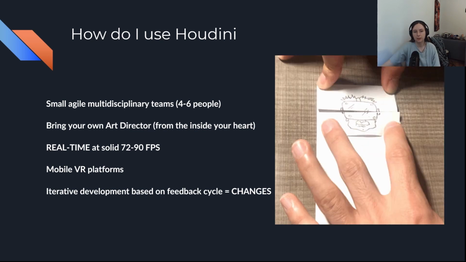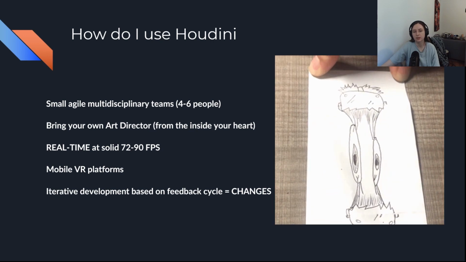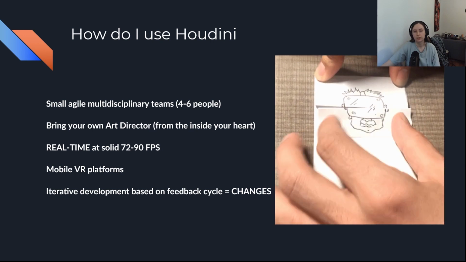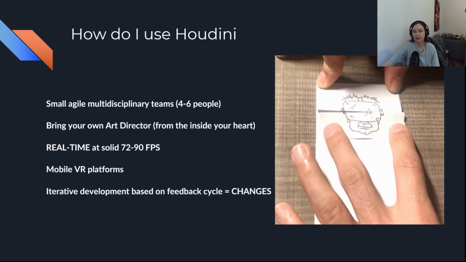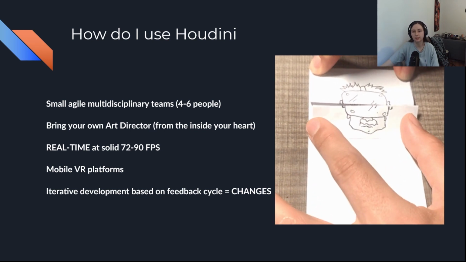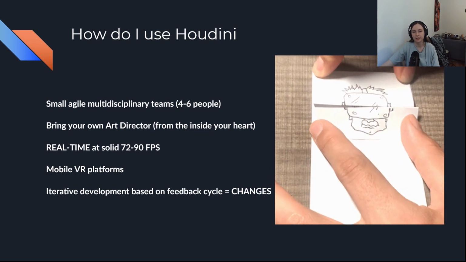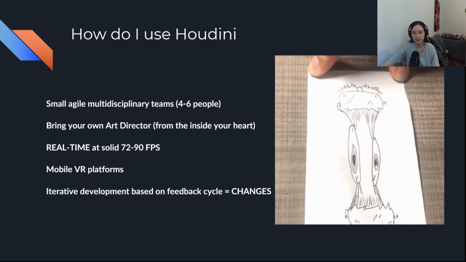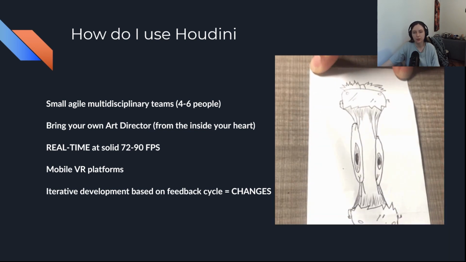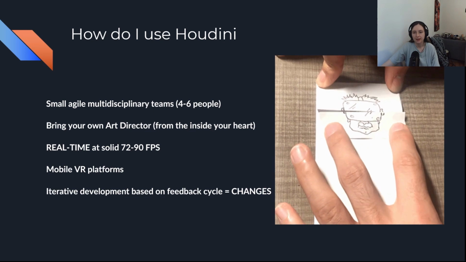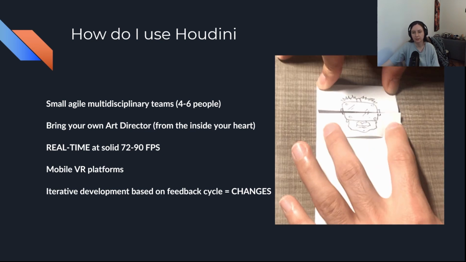Usually I work in small, agile, multidisciplinary teams, no more than 6 people. We are generalists with one thing that we love and know better. For me, it's basically spatial design. We all have some sort of visual background, like visual effects or animation. We don't have an art director, but we each bring our own art director from the side of our heart.